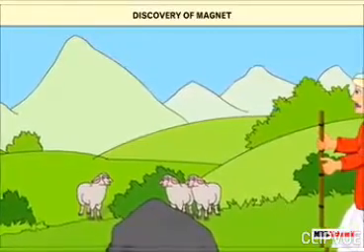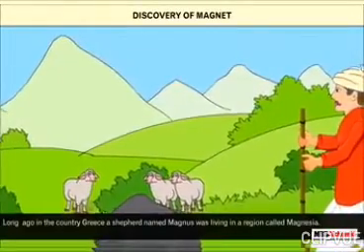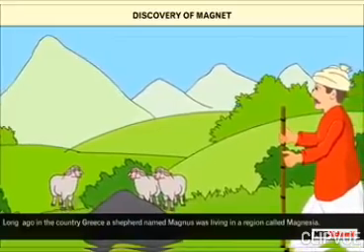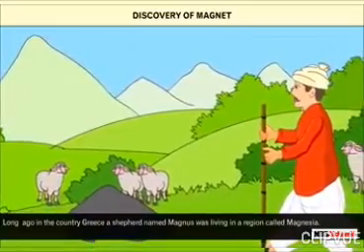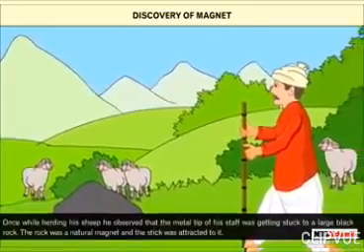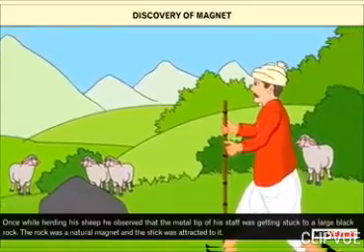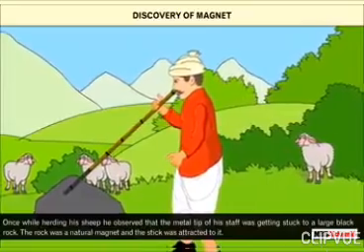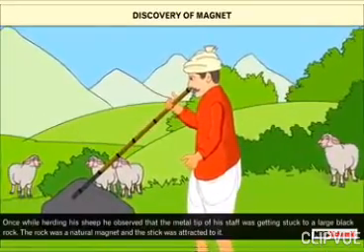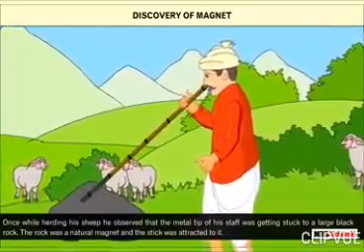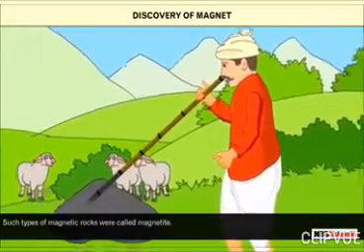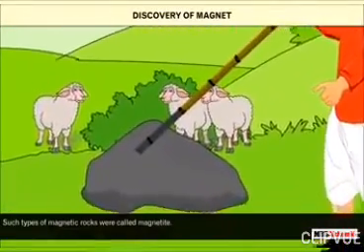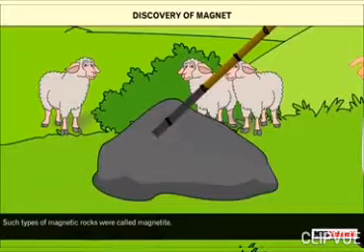Discovery of magnets. Long ago in the country Greece, a shepherd named Magnus was living in a region called Magnesia. Once, while herding his sheep, he observed that the metal tip of his staff was getting stuck to a large black rock. The rock was a natural magnet, and the stick was attracted to it. Such types of magnetic rocks were called magnetite.